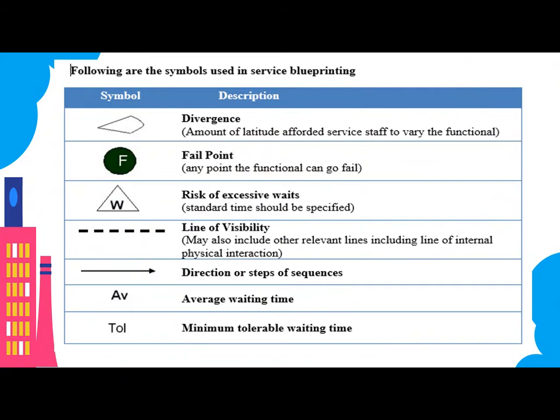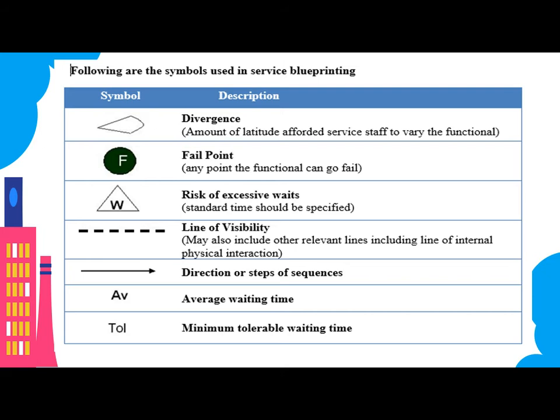Following are the symbols used in service blueprint. First is divergence, that is the amount of latitude afforded to service staff to vary the function. Next is F, that is fail point, any point the function can go wrong. Then W indicates risk of excessive waits. Standard time should be specified here.